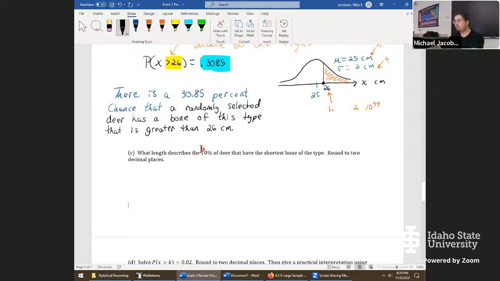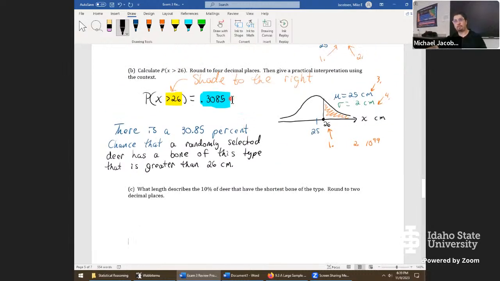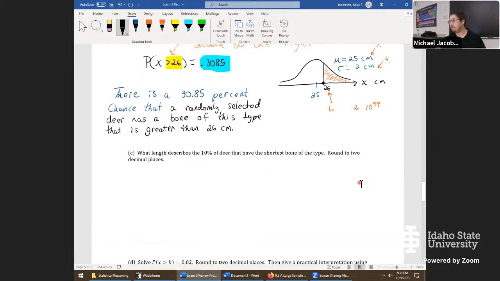Part C is saying, what length describes the 10% of deer that have the shortest bone of this type? And once we find it, we'll round to 2 decimal places this time. And this is pretty common. Usually our probabilities we keep to 4 places. And if we're finding a value on the x-axis, we'll round differently, maybe to the nearest integer, to 1 decimal place. Here we're doing 2 decimal places.